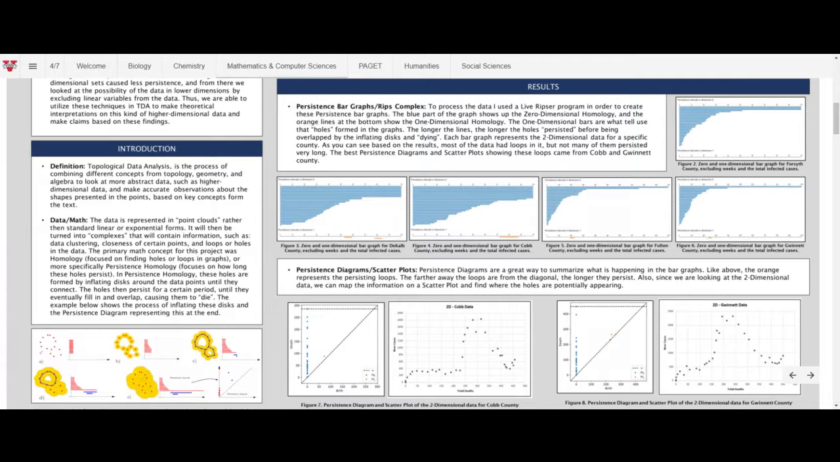And I took each county separately. I had Forsyth, DeKalb, Cobb, Fulton, and Gwinnett. And I made the bar graphs for each one. And I made persistence diagrams.